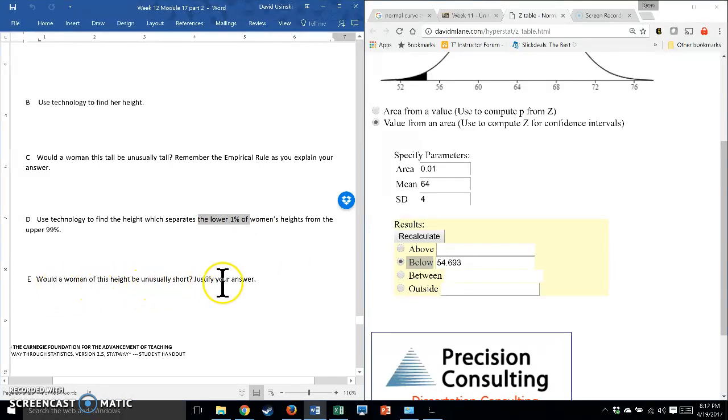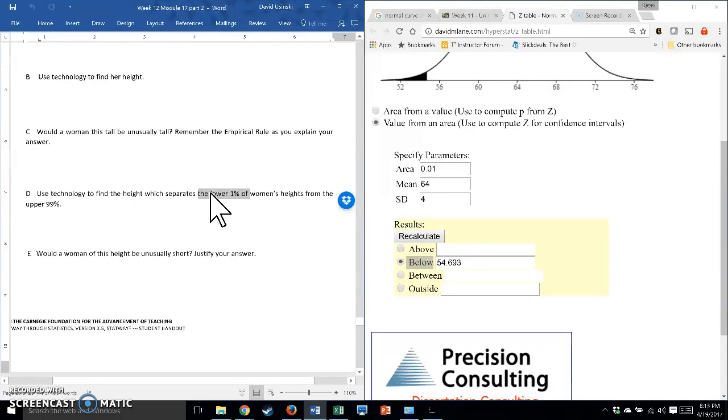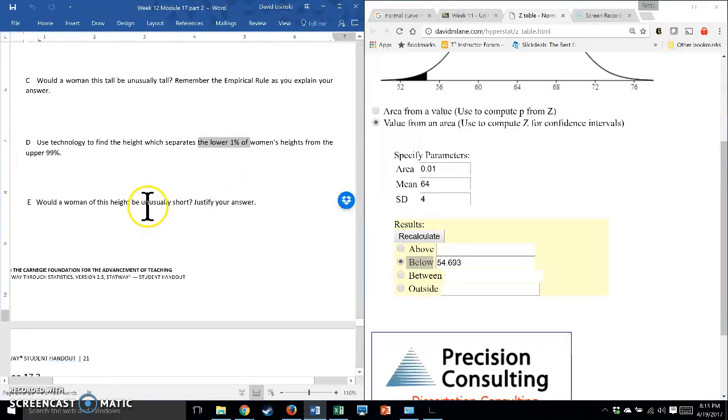Would this woman's height be unusually short? Yes, since it falls within 5% of the end. So in other words, this is an unusual event. It only occurs 1% of the time. And we would consider something unusual in statistics as something only occurring 5% of the time. So this definitely meets the criteria that it would be unusually short.